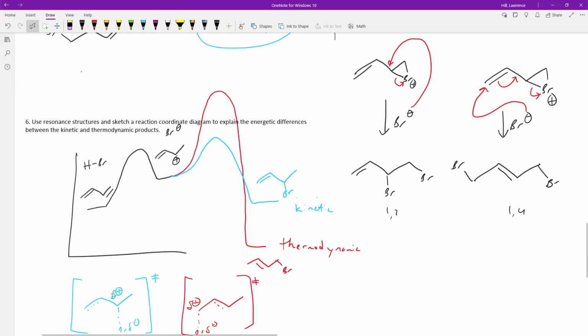And so what I'm trying to point out here is just this idea that for the kinetic product, you're building up positive charge on a secondary carbon, whereas for the thermodynamic product, you're building up charge on the primary carbon. So the thermodynamic product is harder to get to its transition state. It has to form something that looks more like a primary carbocation, whereas for the 1,2 addition product, it has to form something that looks more like the secondary carbocation. And that is more stable. All right, moving on.